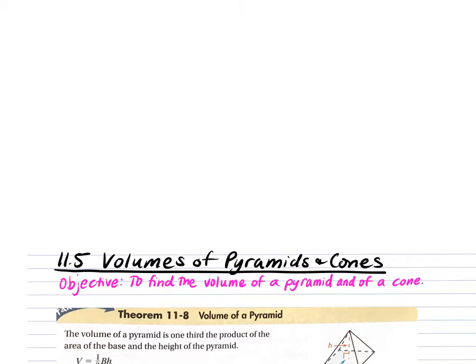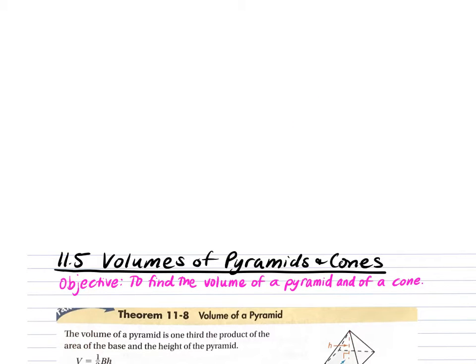This is the geometry video lesson for 11.5, volumes of pyramids and cones. We're going to start with the volume of a pyramid. A pyramid is similar to what we talked about before. They're just like a prism, but they have one base that comes to a point.